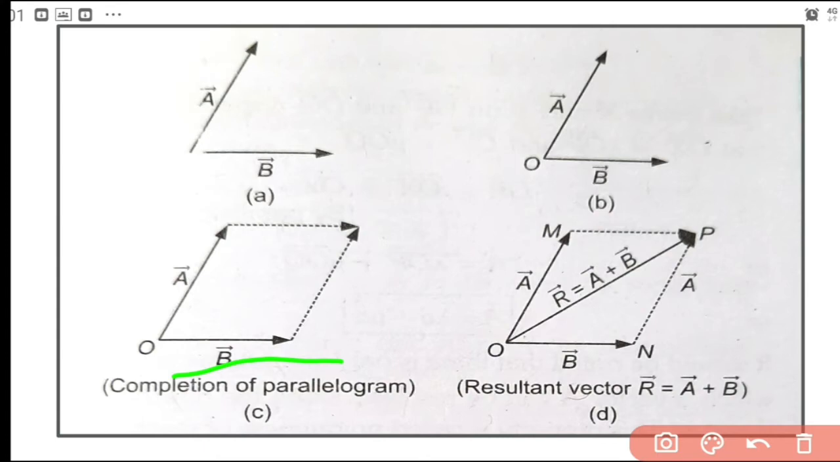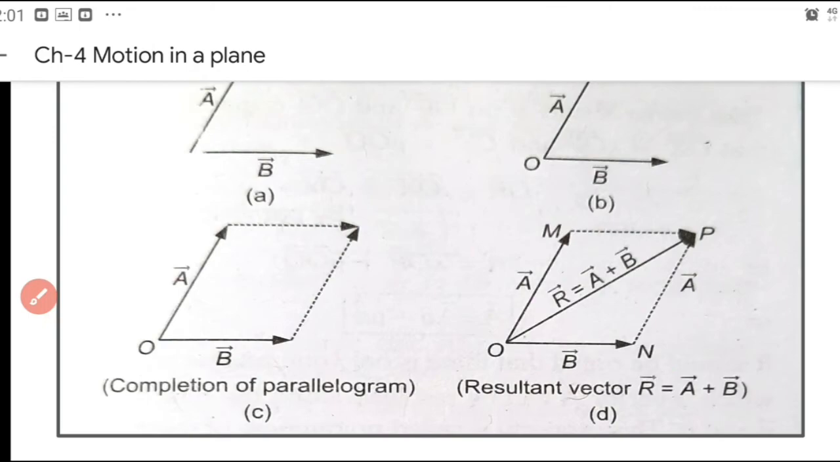Okay. Now according to this parallelogram law of vector addition, you have to draw the diagonal from the common origin to the other vertex. That diagonal, drawn from the common origin, represents the resultant in magnitude and direction. So this is what the parallelogram law of vector addition says. This diagram shows that resultant vector R is equal to vector A plus vector B.